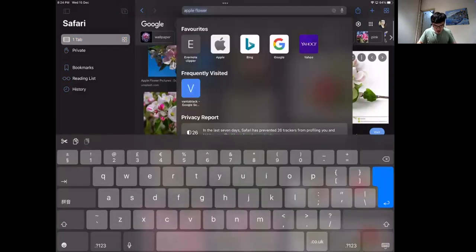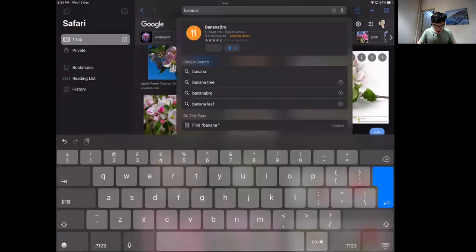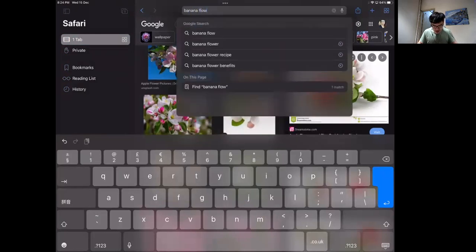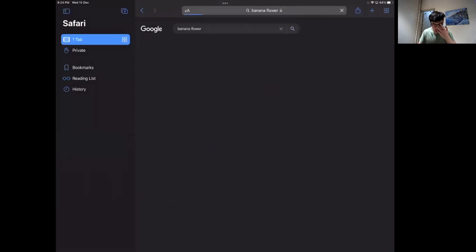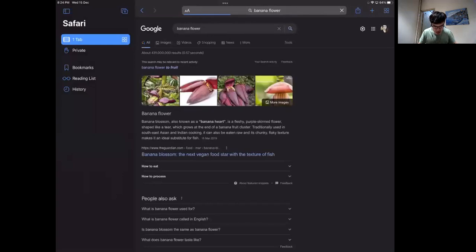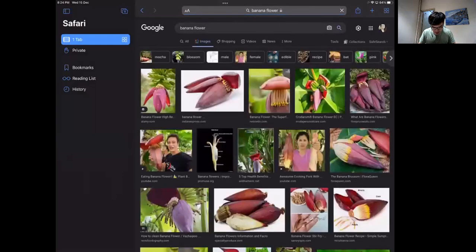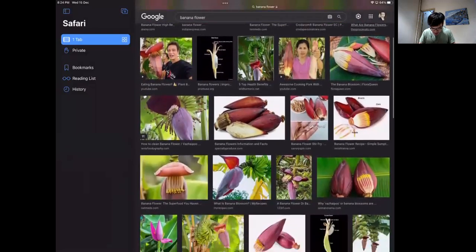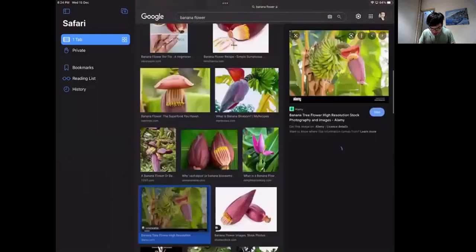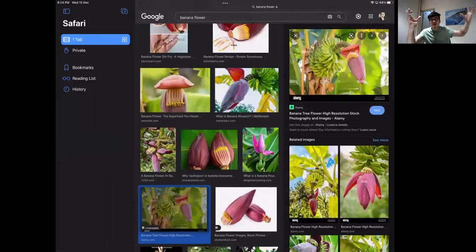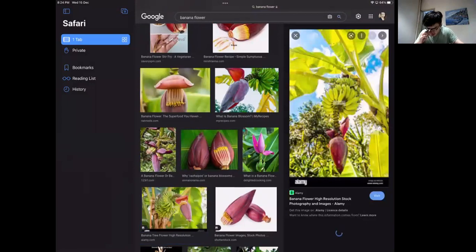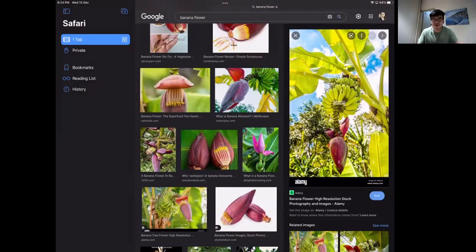Even banana is flower too. Okay, they are usually at the end of one big piece of banana. There, it looks like this. I don't know about you, this thing looks a bit disgusting to me. They are usually hung at the end. You have a bunch of banana, then at the end is the flower. That's the banana flower. I don't know lah. This doesn't look very pretty to me. This looks a bit disgusting.